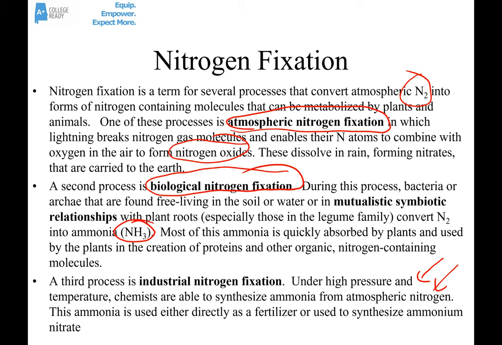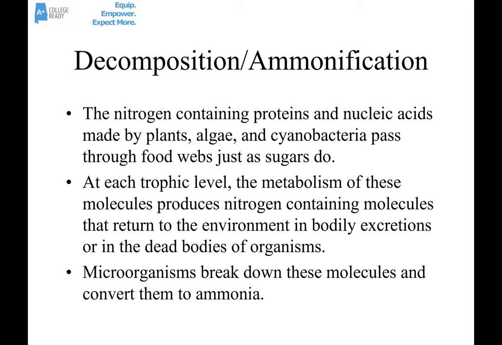So then we've got decomposition or ammonification. So the nitrogen-containing proteins and the DNA and RNA made by plants, algae, and cyanobacteria pass through food chains, food webs, just like sugars do. At every trophic level, some of these molecules are metabolized. They produce nitrogen-containing molecules that return to the environment in either excretions or in the dead bodies. Microorganisms break down these organic nitrogen-containing molecules and convert them back into ammonia, NH3. That's why it's called ammonification.